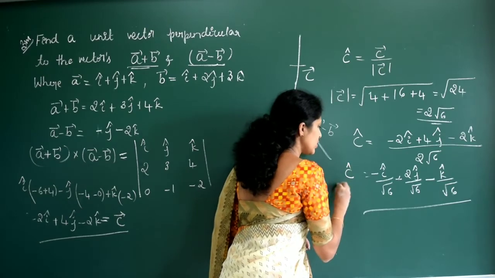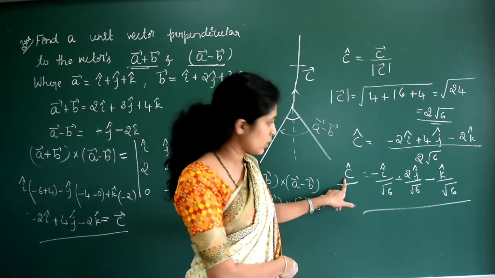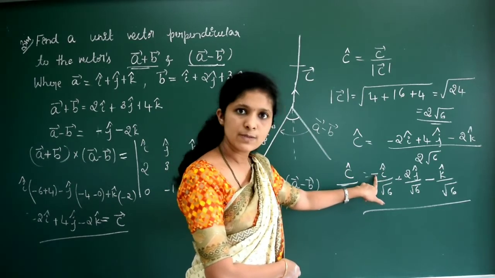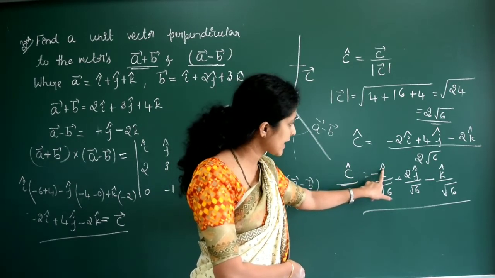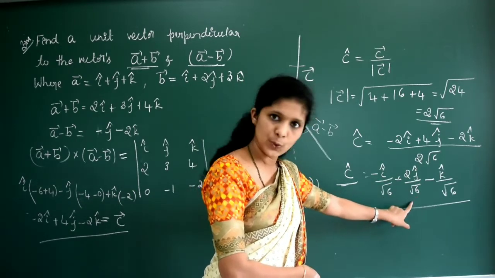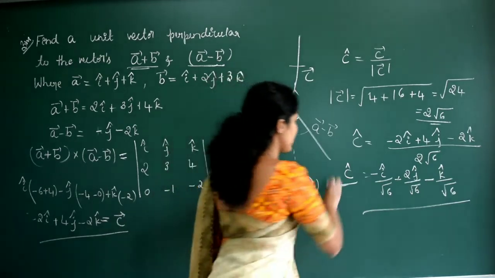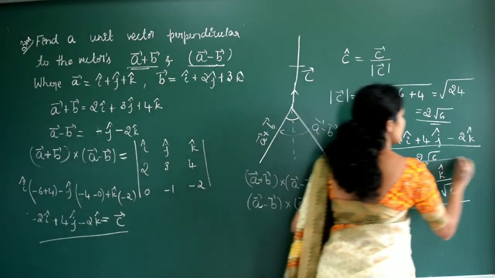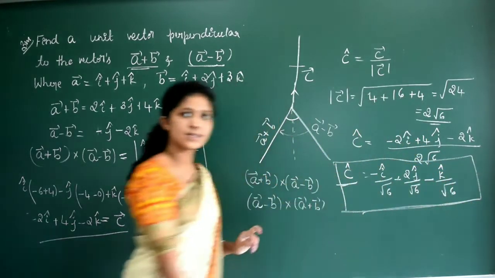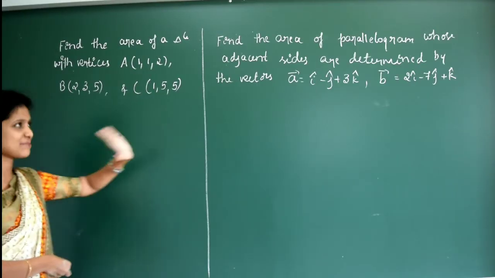Now can you say another unit vector? Negative of that. That means C cap is equal to negative of this, which will be plus I cap by root 6 minus 2 j cap by root 6 plus k cap by root 6. Any one unit vector is fine. So this should be the final answer. I hope you understood this. Important one for 3 marks. This is also important. Everything is important, okay?